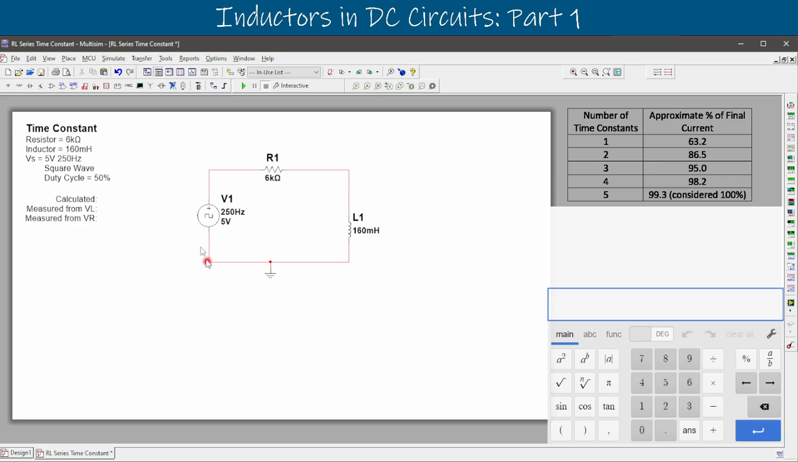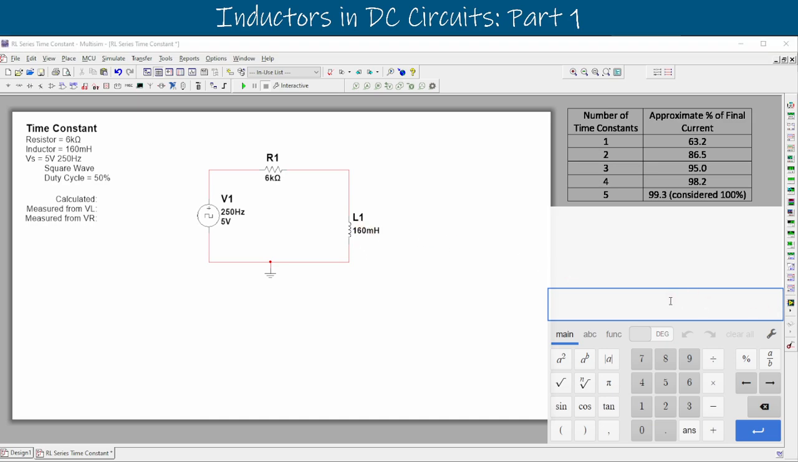So from here, we can use these two values to calculate the time constant that is expected for this circuit, and then we'll measure it, and we'll see if it's accurate. So in our calculator over here, we can say that the time constant for this is going to be the inductor divided by the resistor. And watch out for the notation here. So we have our inductor of 160 millihenries, so times 10 to the negative 3. And we'll close that off and divide it by our 6,000 ohms for our resistor. So 6,000, that's 6 kilo ohms there.